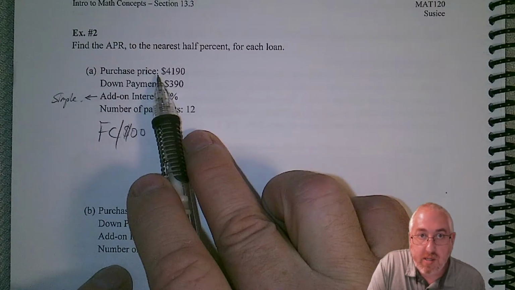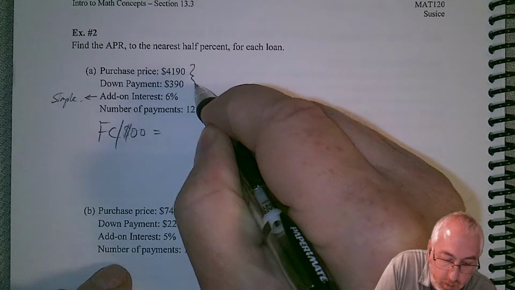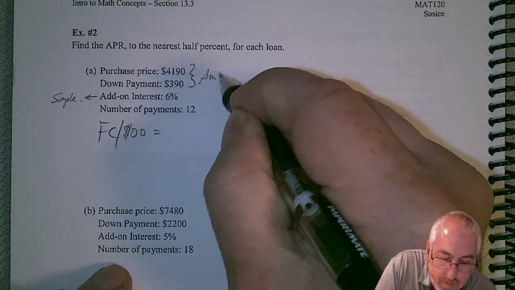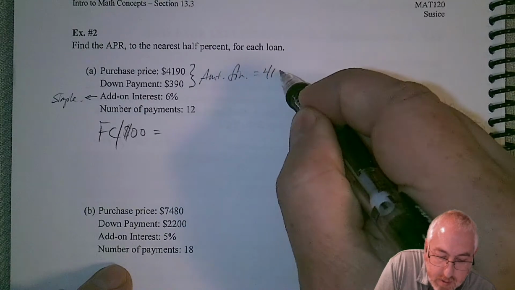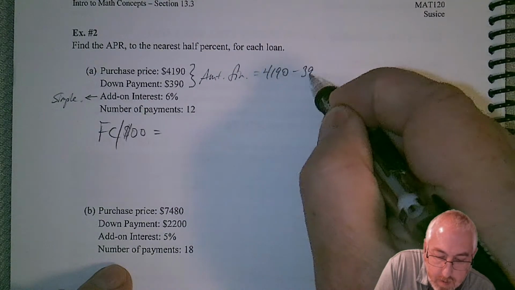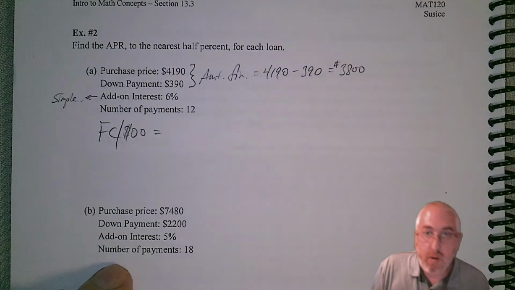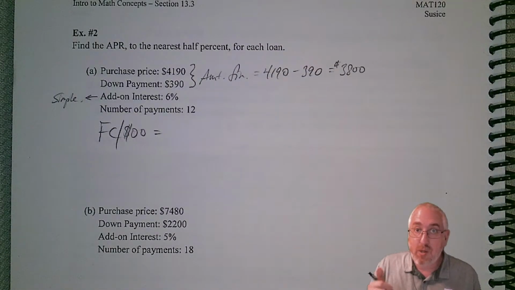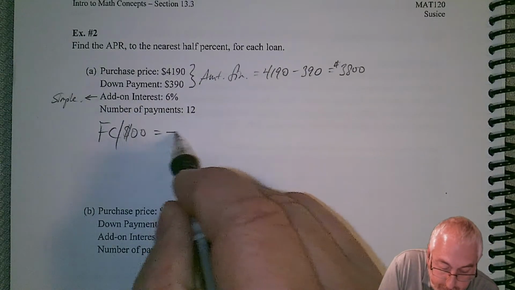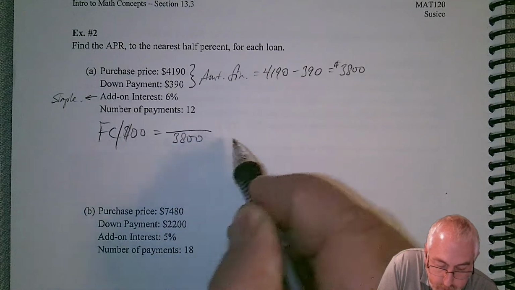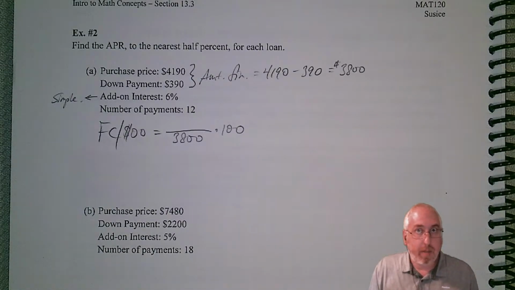So we have the purchase price is this, the down payment is this. So what we're actually needing to borrow, the amount financed, should be equal to the difference. So that looks like $3,800. So $3,800 is actually what's being borrowed. But now, we know that's on the bottom. But what's that interest going to be?